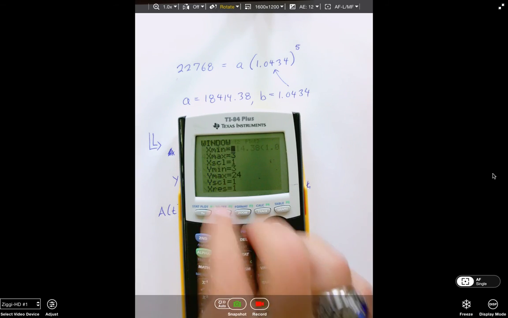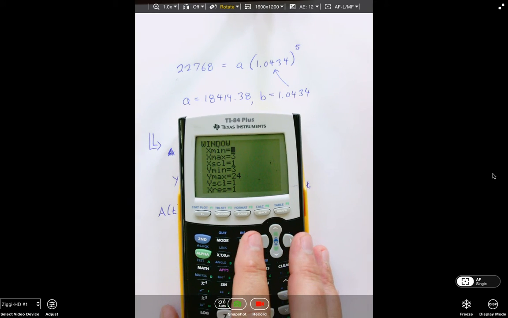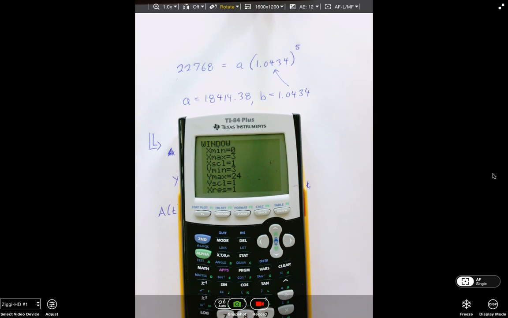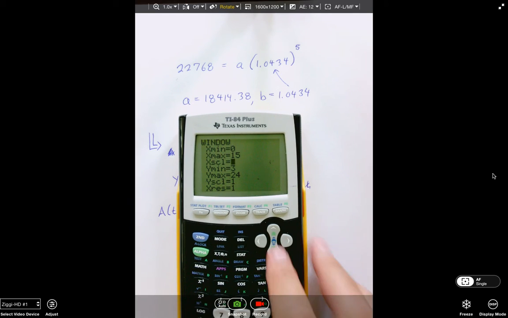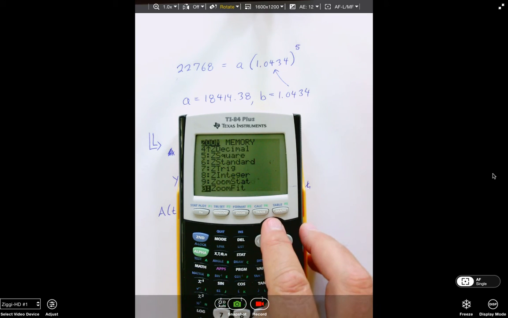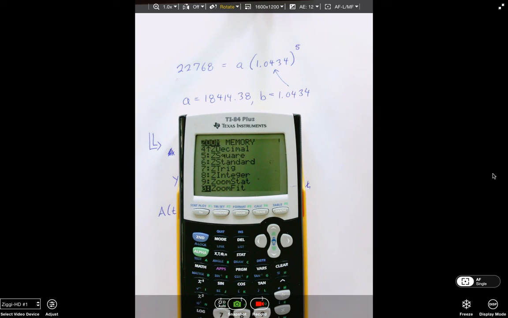Now let's think about our window. What do we want to do? Well, our problem we started out with dealt with 5 years and 12 years. So let's just run this thing from 0 to 15 years. Now, that number's smaller than that one, so we go zoom, fit, and we get our investment.